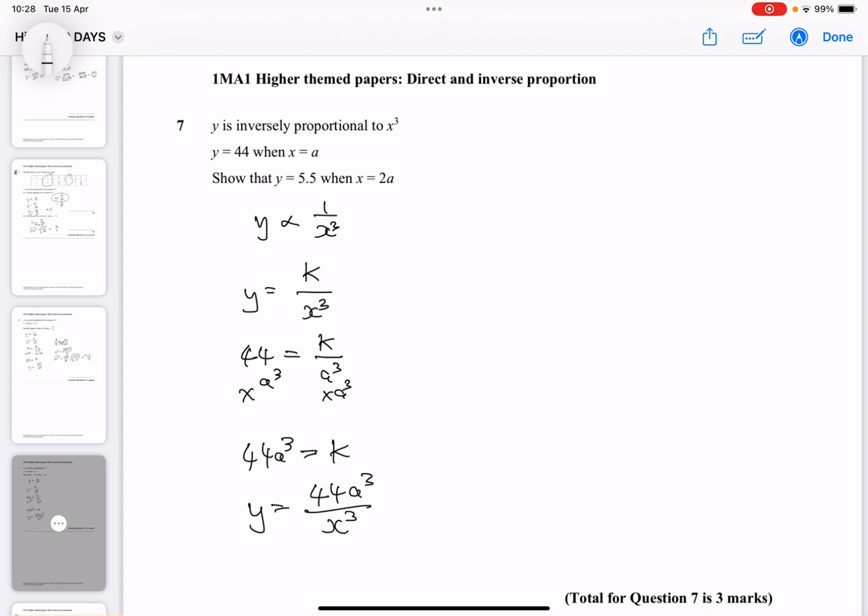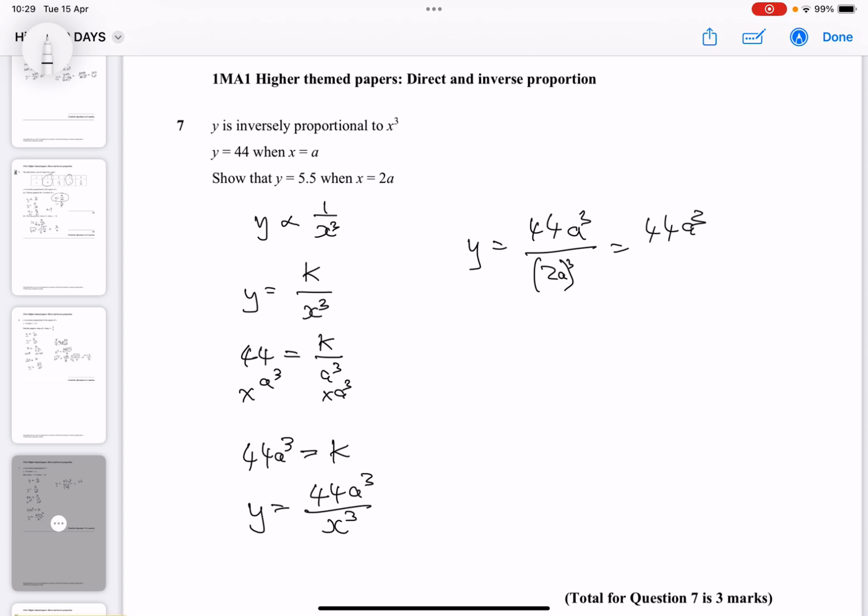So don't just write down what you've got. Don't start doing anything crazy. Now we just have to be careful. So now we're subbing in: show that y equals 5.5 when x equals 2a. So what I'm going to do is substitute 2a in. So y equals 44a cubed over, and remember we're substituting in, so we've got to have it in brackets.